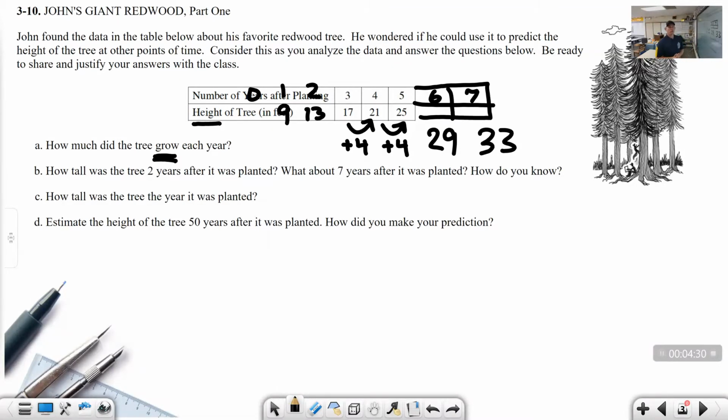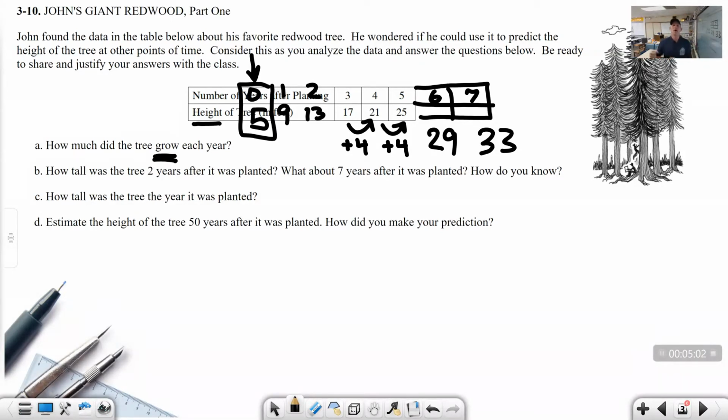How tall was the tree the year it was planted? Now, is that 1? How tall was it after 1 year? No, not 1 year. How tall was it the year it was planted? That's 0. How tall is the tree? Well, you should see that number in your table. The number was 5.